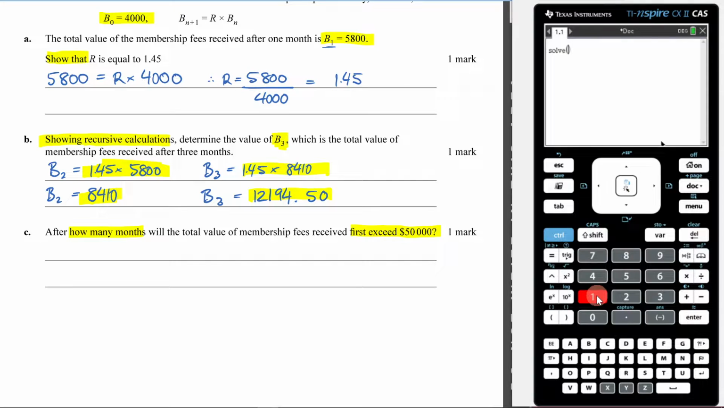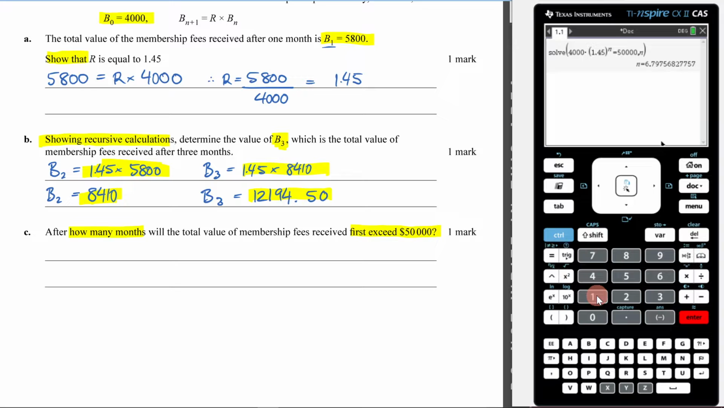I'm going to put in my initial value, which was 4,000. Then I will times it by my R value, which is 1.45, and then raise that to the power of X. Or to put it another way, we could raise it to the power of N, and that's going to represent the amount of months. Then I'm going to set that equal to 50,000. Then I'm going to solve it for N. So I'm saying, after how many months am I going to hit $50,000?